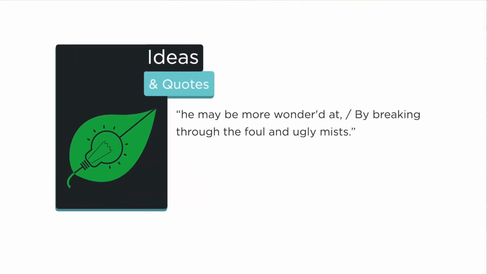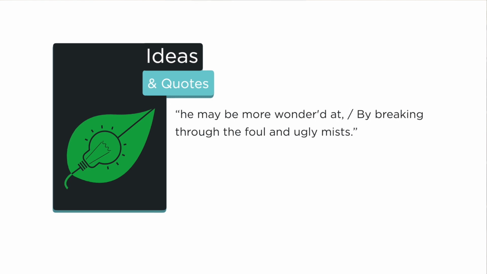Now, I know there's a key place that we see this in the play: there's a famous speech in Act 1, Scene 1. Is that right, Brooklyn? Yep, exactly. And so what does he say in that speech? Yeah, so the quote that we've got here, he's speaking about himself in the third person, but he says, "He may be wondered at by breaking through the foul and ugly mists."